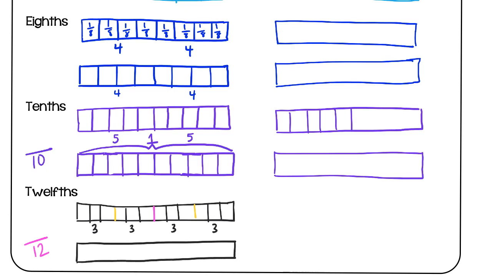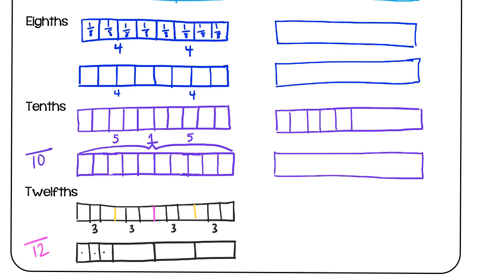We're going to split our whole in half. Split each half in half again. There's a half. There's a half. And then we're going to split each of our pieces into 3 smaller pieces.